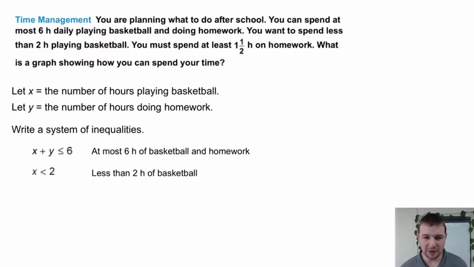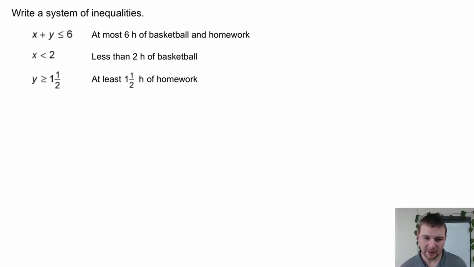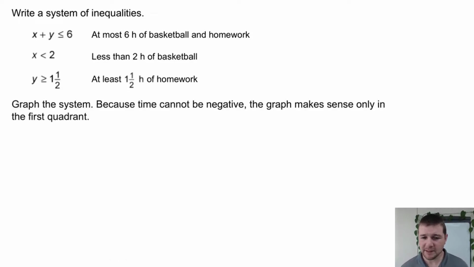X is less than 2 because we're restricting ourselves to less than 2 hours of basketball. And Y is greater than or equal to 1.5 because we're restricting ourselves to at least 1.5 hours of homework. And now we'll graph the system.